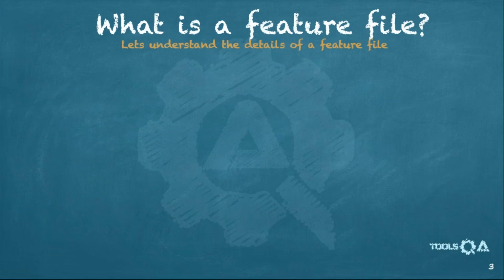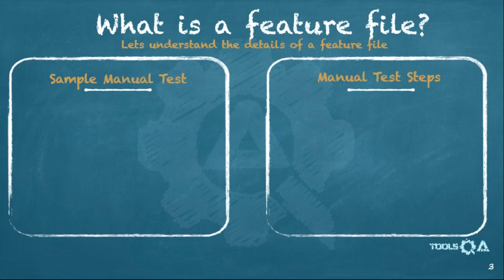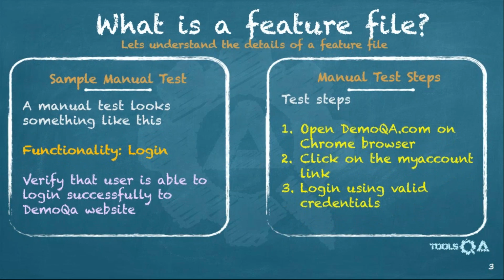So let's understand the details of a feature file. In order to understand the details of a feature file, you have to go back and try to understand how we write manual tests. So when you write a manual test, you usually end up writing something like this. For example, we have a functionality called login in your application. Right, so we first specify that we are writing a test for a functionality called login. After that, we create different scenarios for that particular functionality.